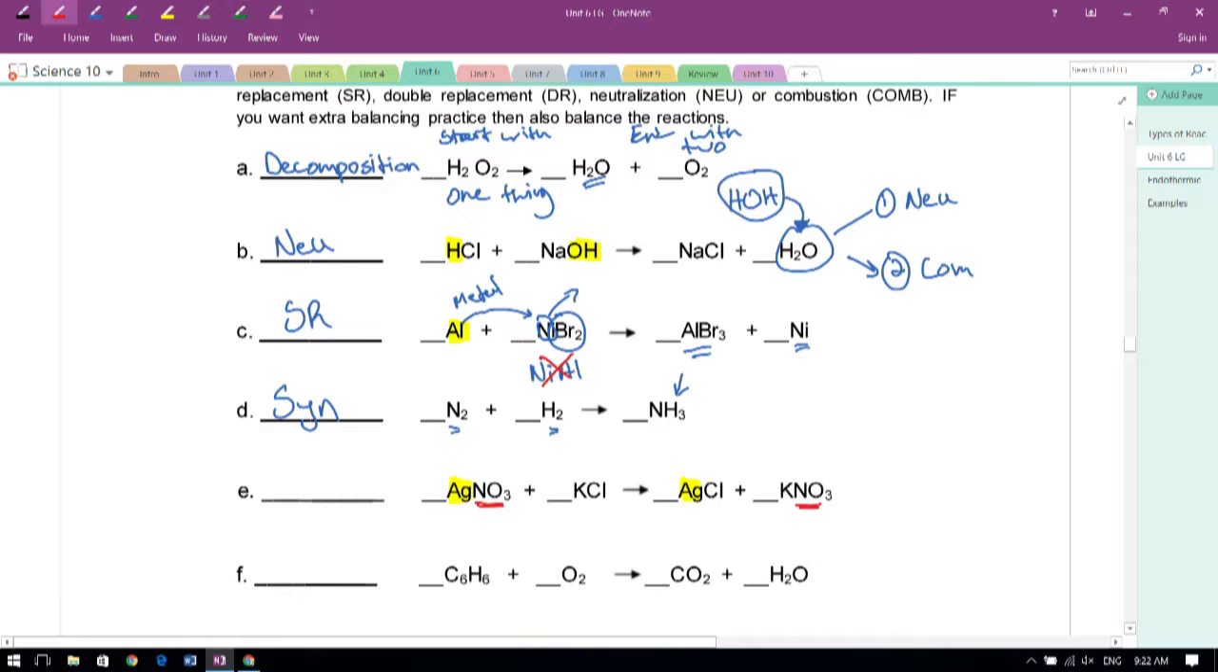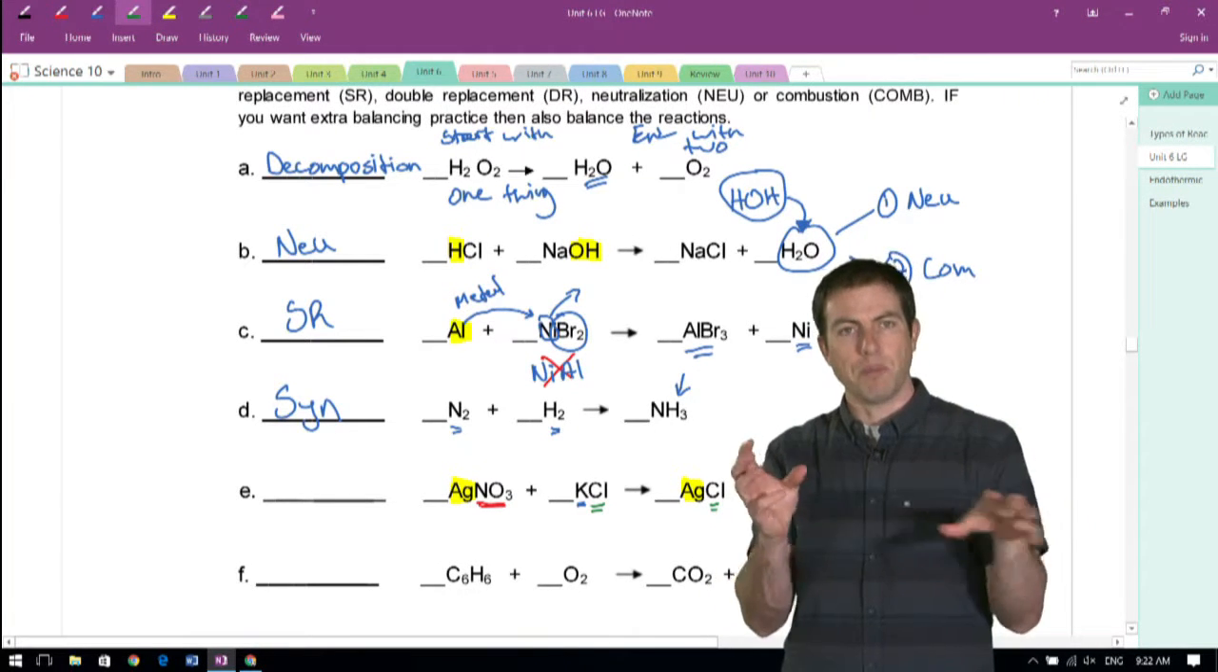So it looks like they're kind of switching partners. If we follow the potassium, the K started with the chlorine, and now the K is with the nitrate. And then the chlorine's the last one here. The chlorine started here, now it's with the silver. So they're essentially swapping partners.